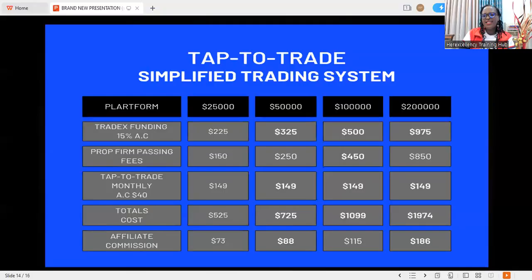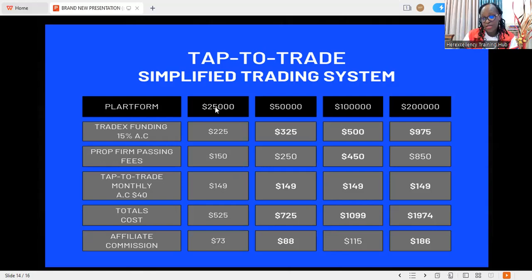So in total, Excellency, how much do I need? In total, we have 3 systems. System number 1 is the funded account. If you want a $25,000 trading account, you buy it at $225, which is refundable when you're doing your first withdrawal. Then you are going to pay Elite Legion International $150 to pass for you, because if you fail, this money goes back to the company. It doesn't come back to you. And then you need $149 per month so that you can access Tap to Trade, the one that will be trading your $25,000.